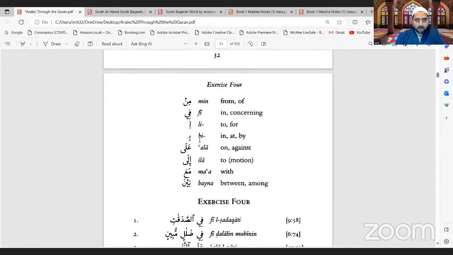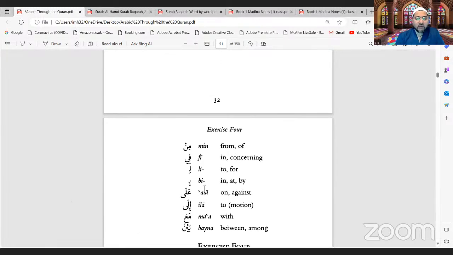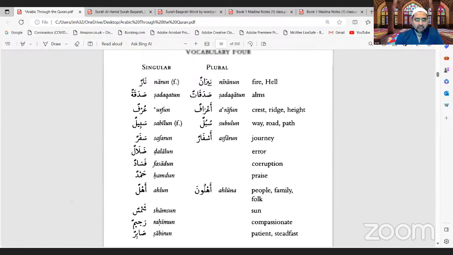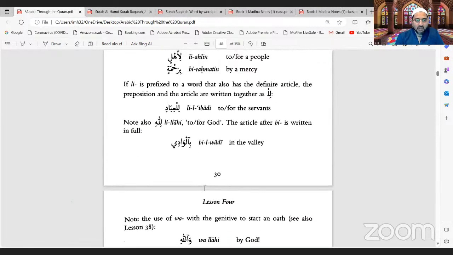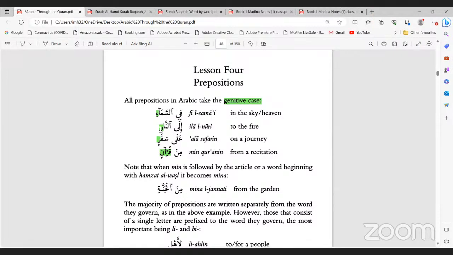Bismillah, Fatima. Bi: in, at, by; ala: on, against; ila: to, motion; ma'a: with; baina: between, among. Exactly. So these are a few examples of prepositions. Now, whenever prepositions are used, as you can see, they always come before a noun, and they change it to a kasra or a kasra tanween. Exactly. So where's the example of the kasra tanween in here?